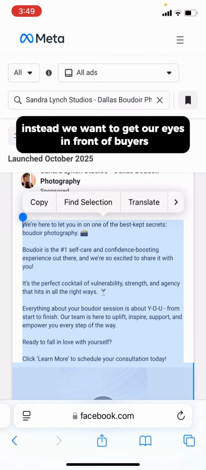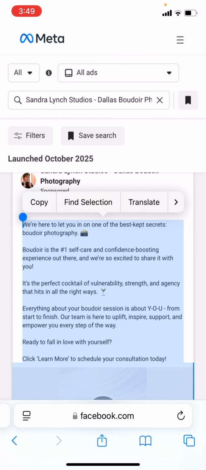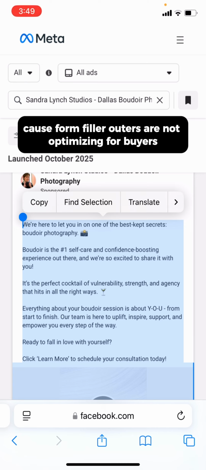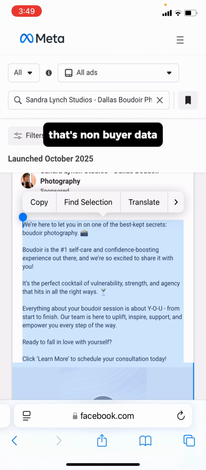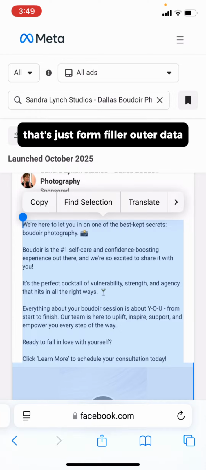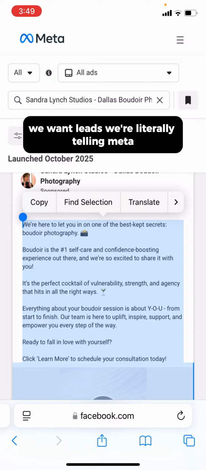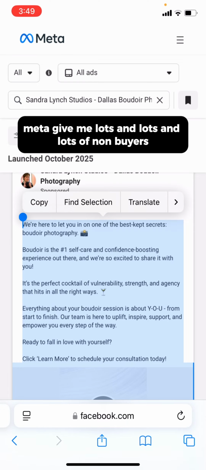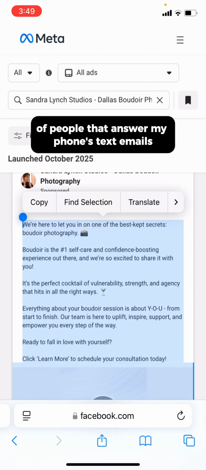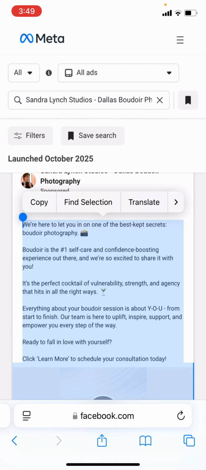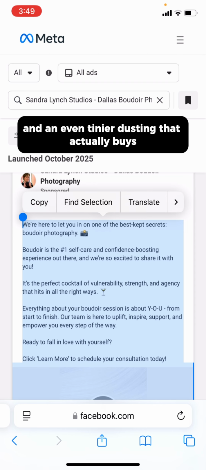Instead, we want to get our ads in front of buyers from the jump. Because form fillers, we're not optimizing for buyers. Those people are non-buyers. That's non-buyer data. That's just form filler data. So if we're saying Meta, we want leads, we're literally telling Meta, give me lots and lots and lots of non-buyers, and a small dusting of people that answer my phone, texts, and emails, and another small dusting that books a call and shows up to a call, and an even tinier dusting that actually buys.